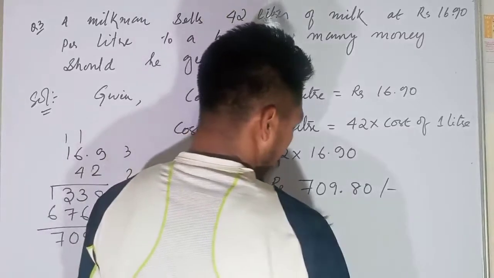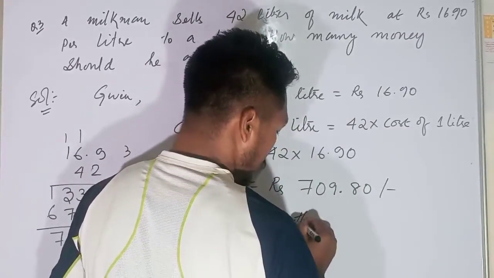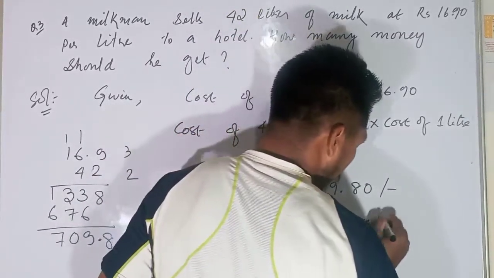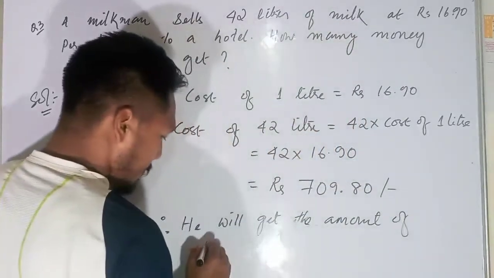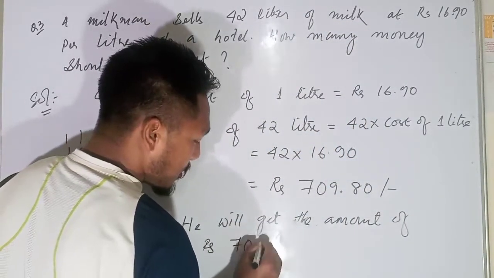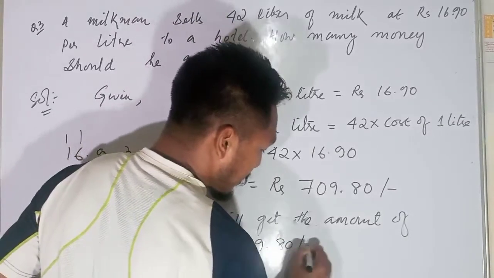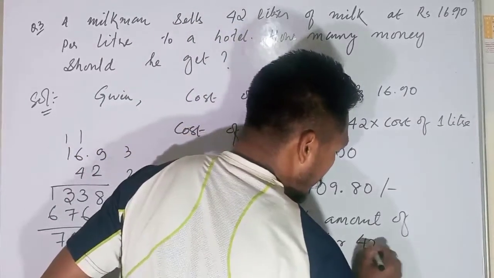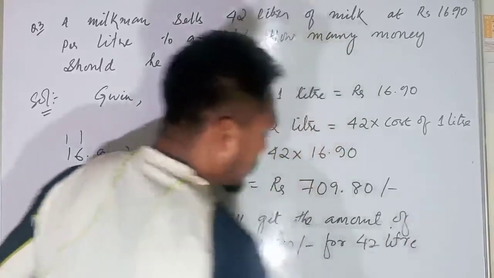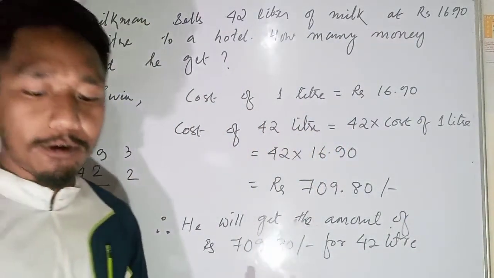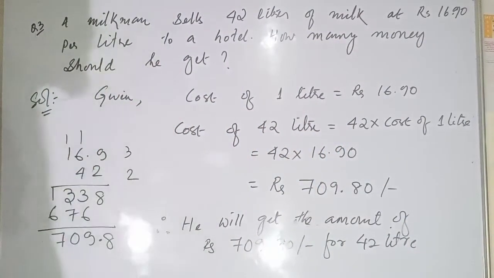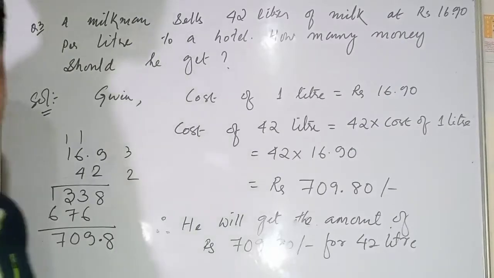Therefore he will get the amount of rupees 709.80 paisa for 42 liters. For 42 liters, how much money will he get? 709 rupees he will get, 709.80 paisa.